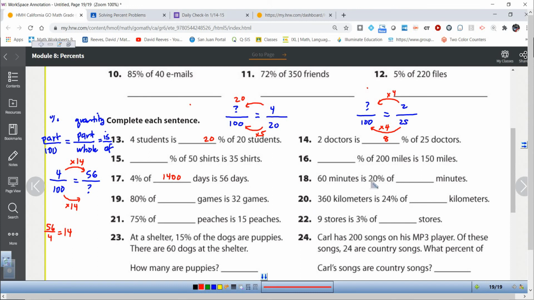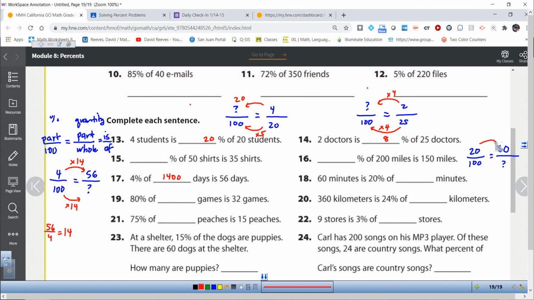All right, 60 minutes is 20% of how many minutes? So here we go. I'm going to set it up right over here. All right, so I'm going to write that ratio. 60 minutes is 20%. So there's my 20 over 100. That's my 20%. 60 minutes is over of. 60 is the part, we don't know the whole. Let's find that equivalency factor.